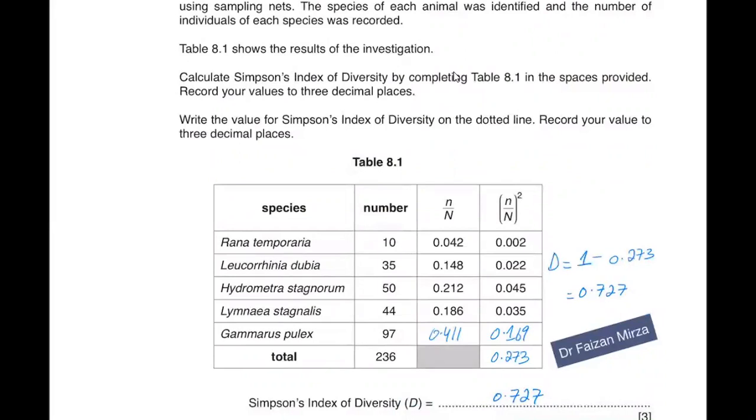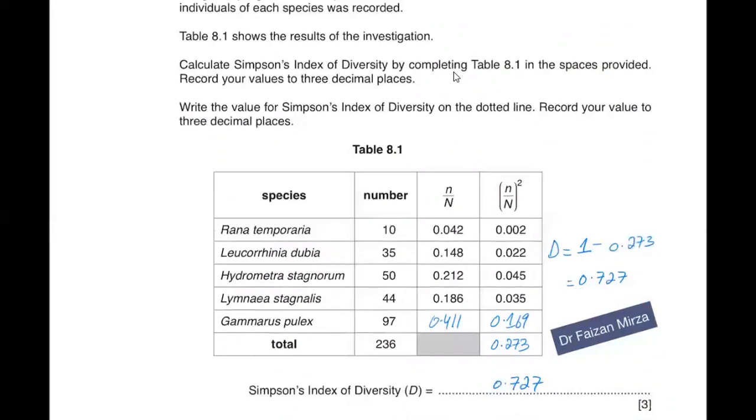So here they are saying that they have taken samples using sampling nets from a pond, and species of animals were identified, counted and recorded. You are given the information in Table 8.1. There are various organisms which have been listed here. Their individual numbers are mentioned. The individual numbers are all small n values, and then there is a capital N.